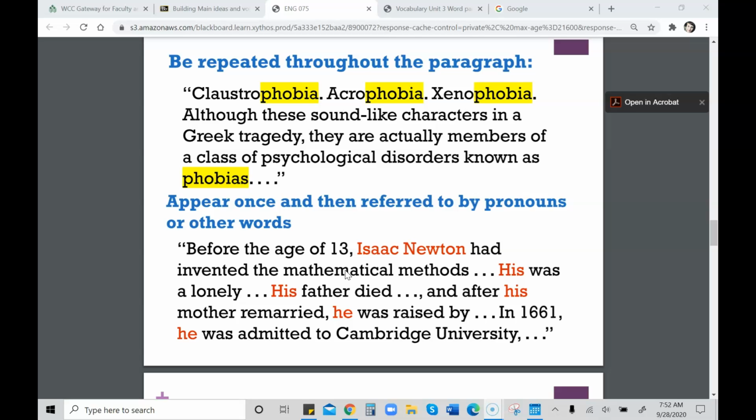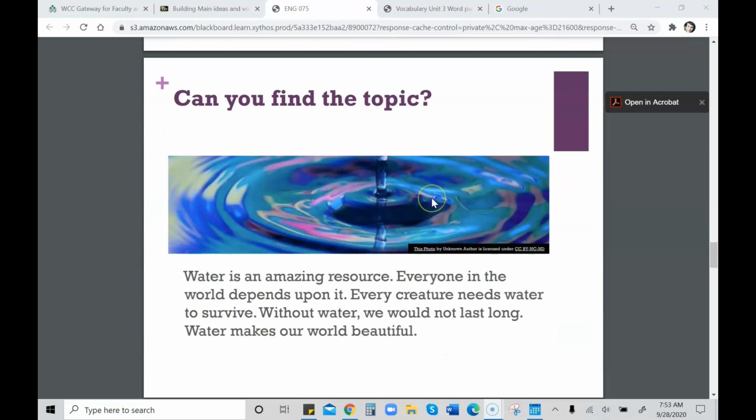Or you might see common pronouns. So in this case, we see Isaac Newton in red, and then we have that pronoun reference of his throughout the entire piece, his and he. So we're always referring back, and that's that idea of internal consistency within our writing. And we use those clues when we're reading, and we're going to use those when we're writing as well. So they match up really well for that.